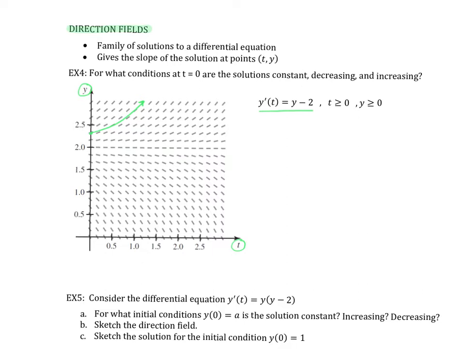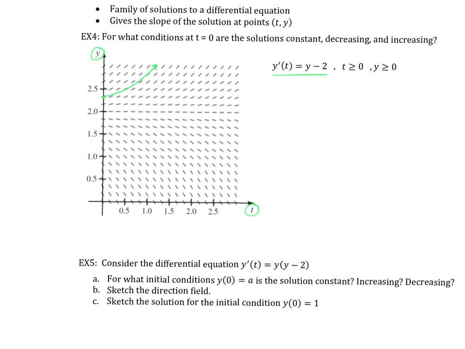In example 4, it says for what conditions at t equal to 0. So we're going to look at starting here at 0, which would be our y-axis. For what conditions at t equal to 0 are the solutions constant, decreasing, and increasing? Well, the solution is constant when your slopes are little horizontal tangent lines, which would be at 2. So that would be when y is equal to 2. If you look at that differential equation, you see if I put in 2 for the y value, the derivative is equal to 0, which means that the tangent line is horizontal, which means that the function has to be constant. So we have constant solutions.